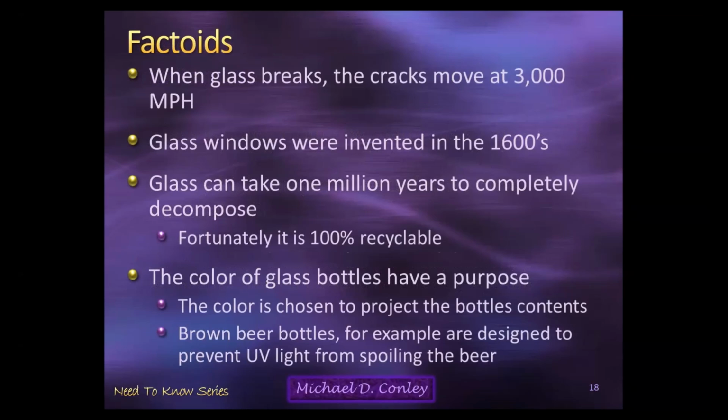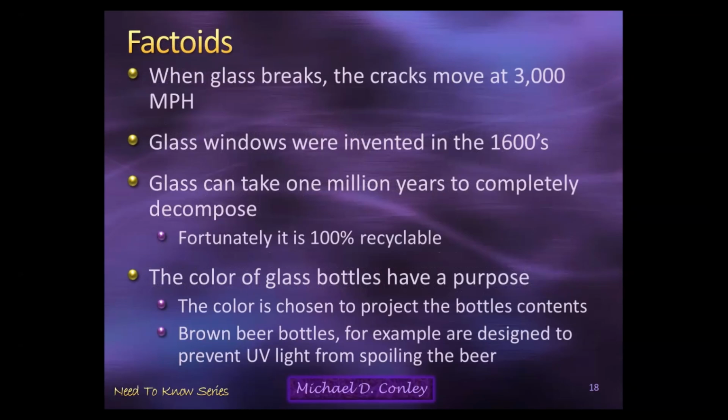When glass breaks, the cracks move at 3,000 miles per hour. Glass windows were invented in the 1600s. Glass can take 1 million years to completely decompose. Fortunately, it's 100% recyclable, so we don't have to throw it away.